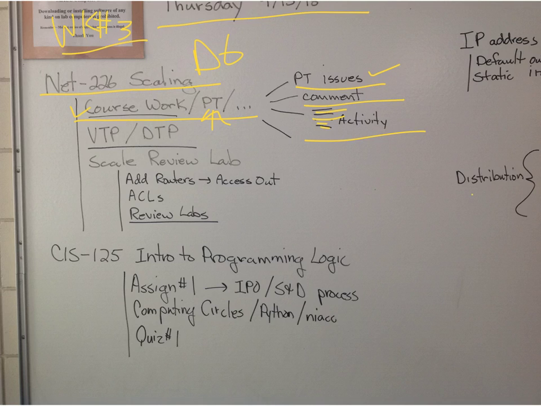So even if you're missing some things I mentioned today, you can get everything finished up and squared away by Tuesday. Finished up BTP, DTP, scale review lab. We're going to scale it.